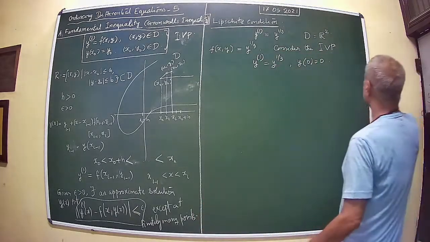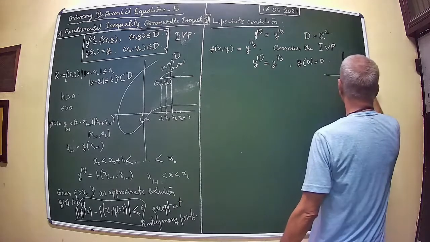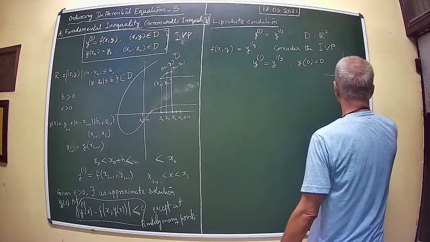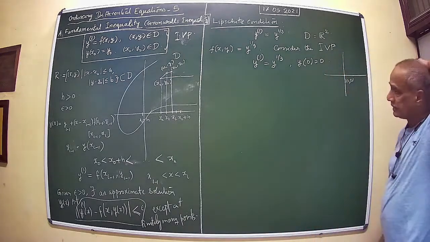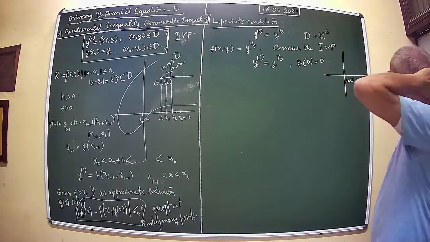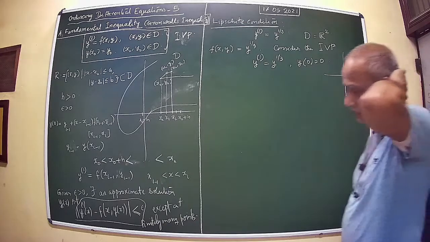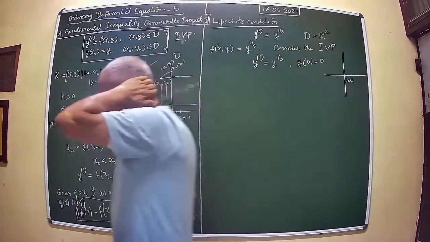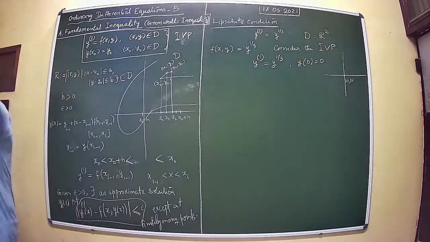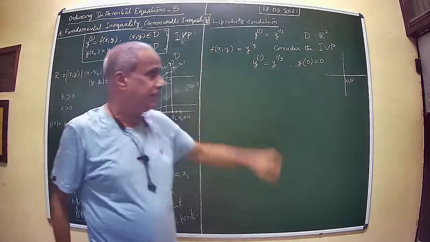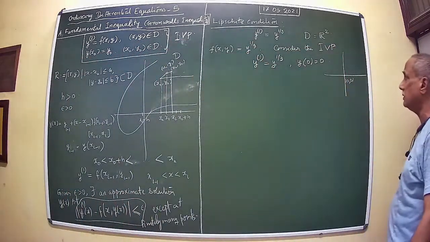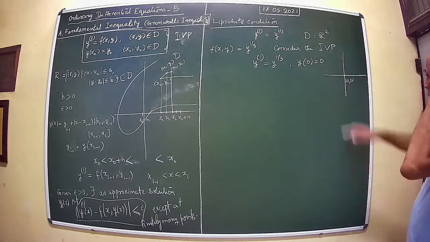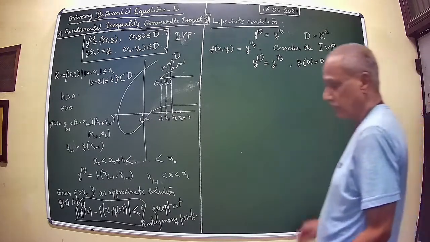So this is the domain on which we are working. This is the point 0, 0. This is the point which is taken as the initial value. Now what we are looking for is a function whose graph passes through the point 0, 0 such that it satisfies the given differential equation and the initial condition. Now this is what we are looking for.